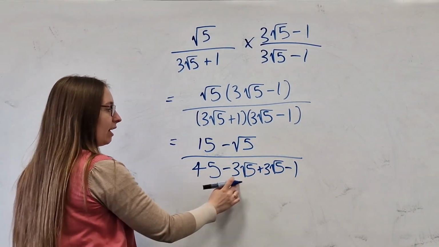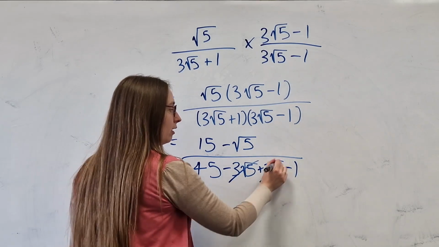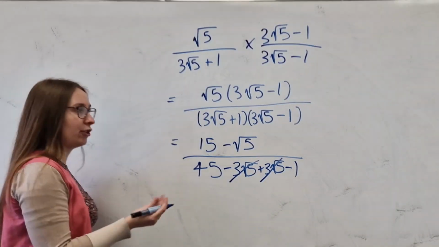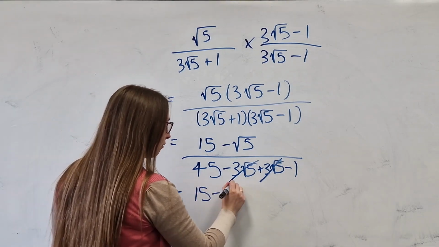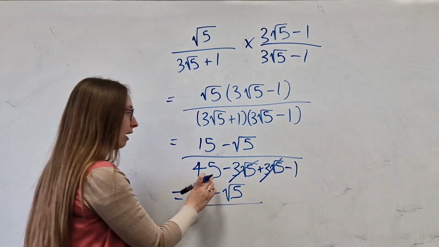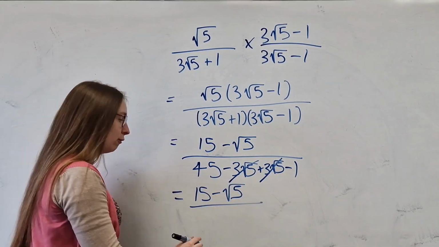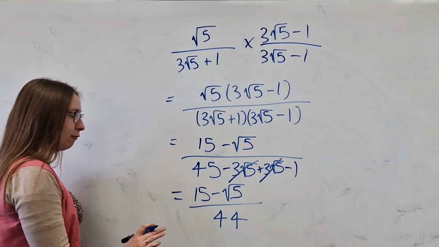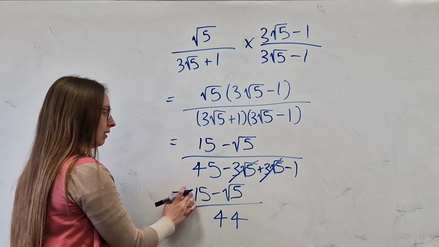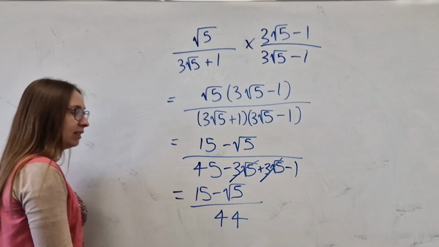And you can see here that minus 3 root 5 and positive 3 root 5 cancel out, which is exactly what we wanted. So on top we've still got 15 minus root 5, and on the bottom we have 45 take away 1, which is 44. And we just do a last double check to see if it's in the simplest form, and there's no common factors between these 3 terms, so this is its simplest form.